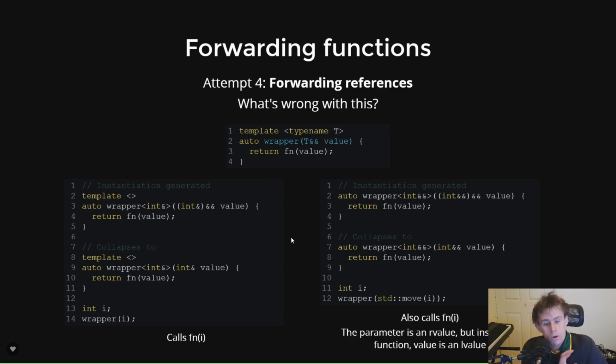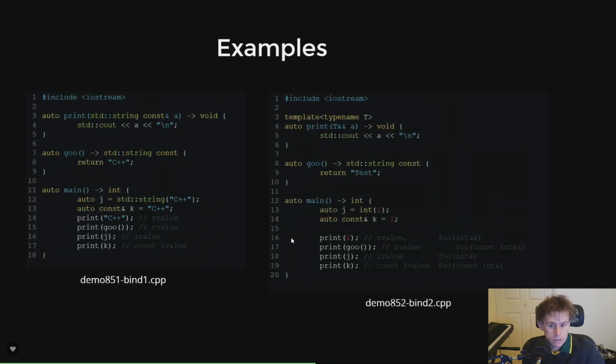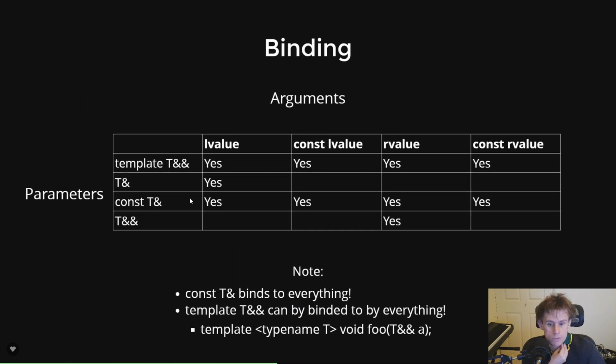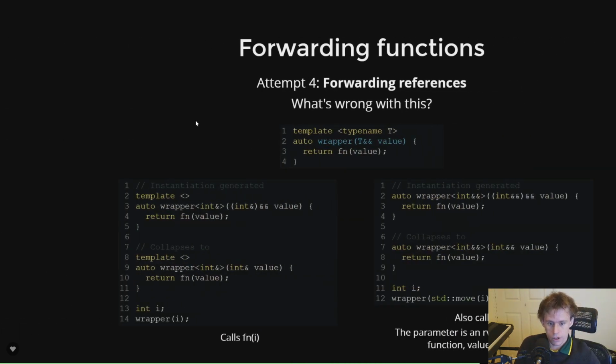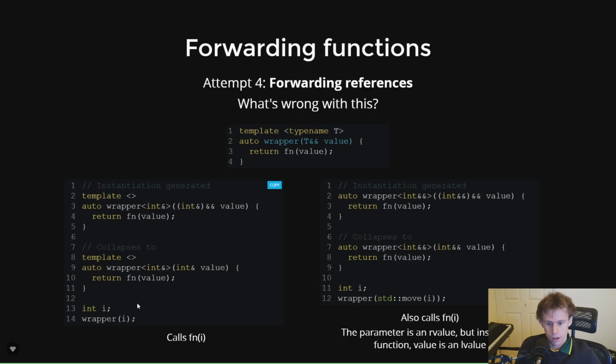So what did we say in the previous slide? We looked at the binding examples and we said, you know what, both a reference to a const T and a reference to a templated T, everything can bind to it. The good thing about a reference to a templated T, though, is that it's non-const in these cases.